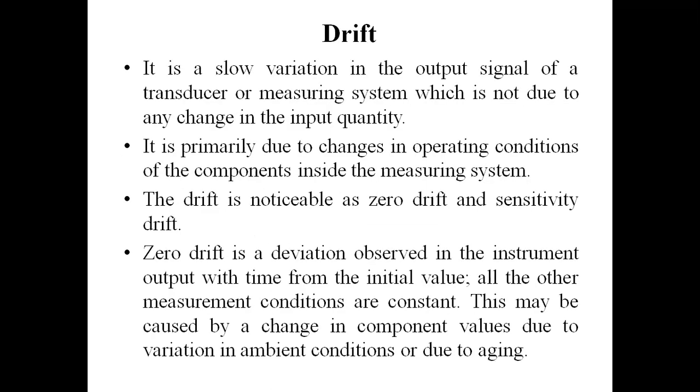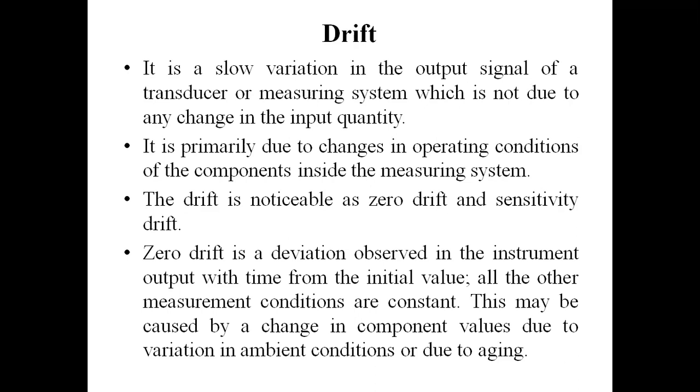What about drift? Drift is a slow variation in the output signal of a transducer or measuring system which is not due to any change in the input quantity. It is primarily due to changes in operating conditions of the components inside the measuring system. Drift is noticeable as zero drift and sensitivity drift.